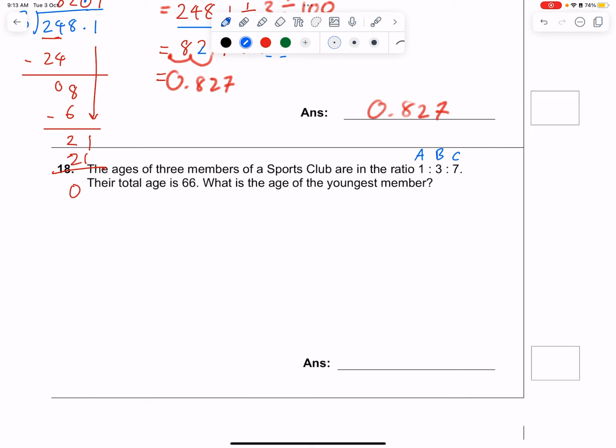So you can do this via a model. So A, B, C. Obviously, if you are very good with ratio, you will know that each number in the ratio represents 1 unit.